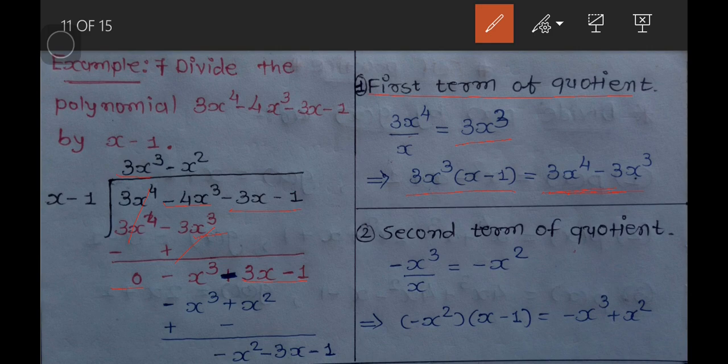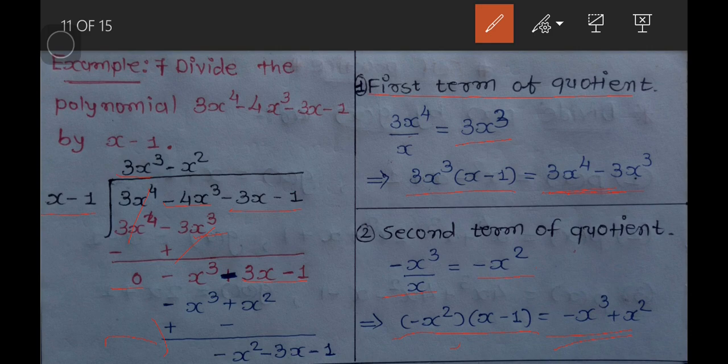So now again, to find the second term of the quotient, we repeat our process. That is, the first term, minus x cube, in the dividend, we divide it by the first term of the divisor, that is x, then we get minus x square. Then we multiply it with our divisor, then we get minus x cube plus x square, and we subtract it from our new dividend. So we get at last x square minus 3x minus 1.